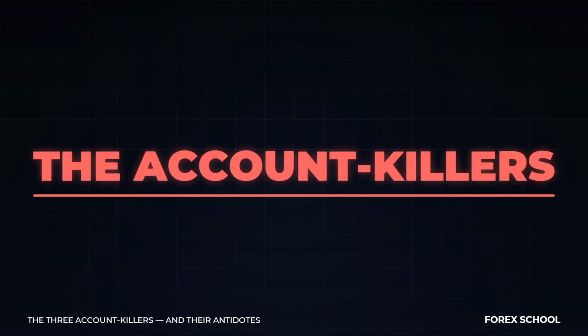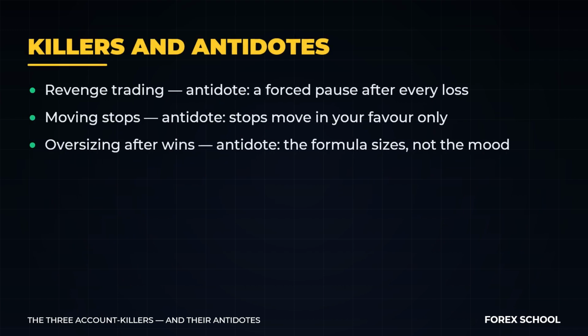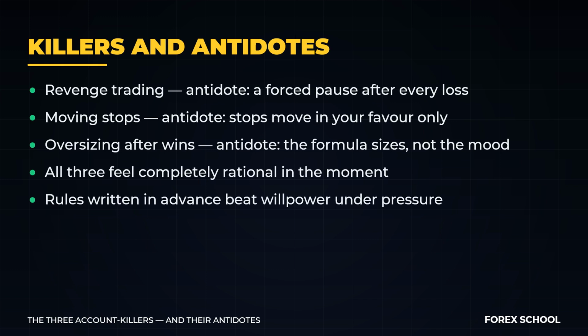Every rule so far can be undone in one emotional evening. Meet the 3 account killers: revenge trading, moved stops, and the swollen head, and the antidote rule that neutralizes each one. Killer 1, revenge trading. A loss stings, and the brain demands the money back immediately, so in you go again, bigger, on a worse setup. The antidote is mechanical: after any loss, a mandatory pause away from the platform, and the next trade must pass exactly the same checklist as the first.